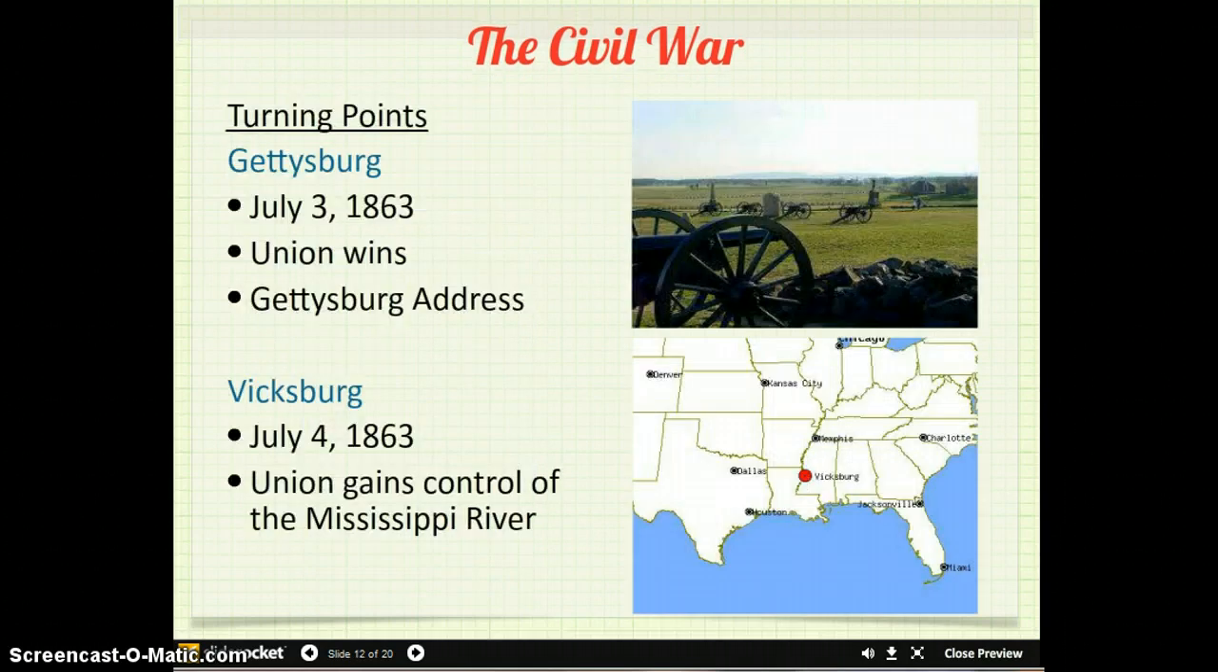Two important turning points that you need to keep in mind. First, Gettysburg. Gettysburg was July 3, 1863, and it was a Union victory. Later, Abraham Lincoln will visit the battlefield and will commemorate it with the Gettysburg Address. Vicksburg, July 4, 1863, was a very important Union victory because the Union gained control of the Mississippi River and effectively cut the South in half.